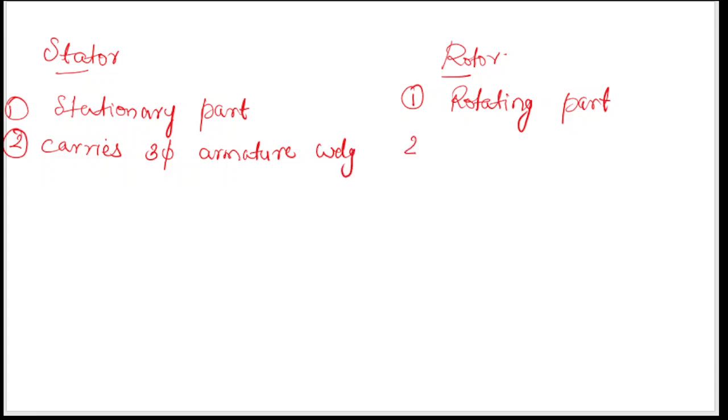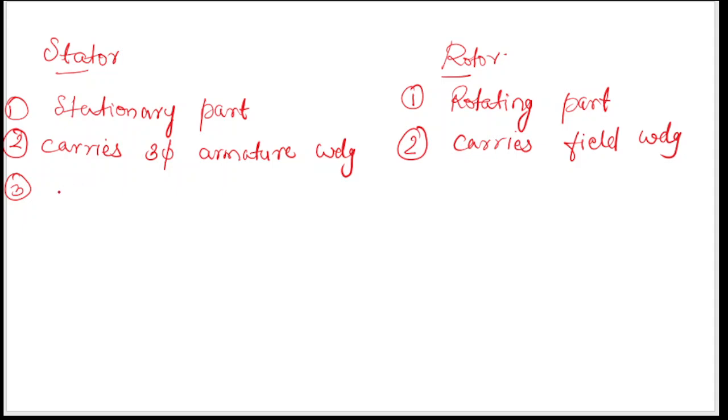And what does the rotor carry? The rotor carries the field winding. Third point: in both generator and motor, the armature winding carries the load current. We know that the stator carries the armature winding, and the armature winding carries the load current.